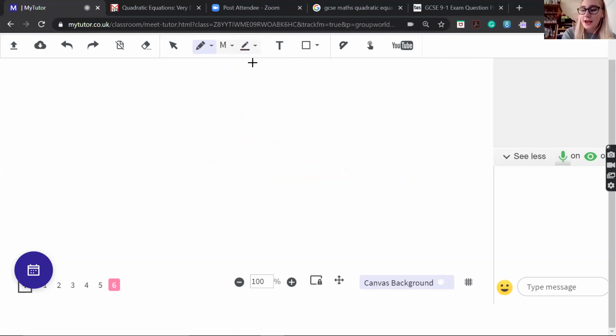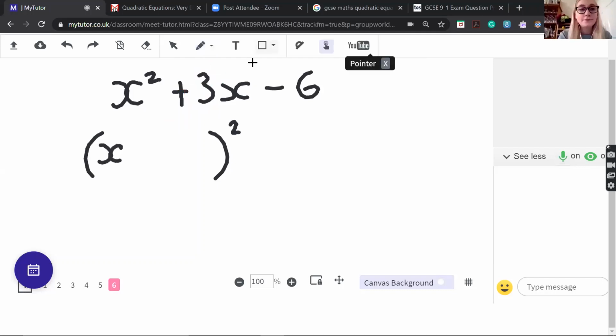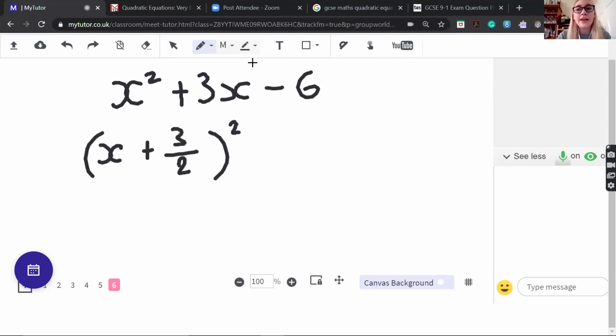You just get a fraction. So let's say we have x squared plus 3x minus 6 or something. Yes, we can still use completing the square because we can't factorize that. I hope we can't. And so we'll have the x, and what we're going to add here is half of this. So 3/2.